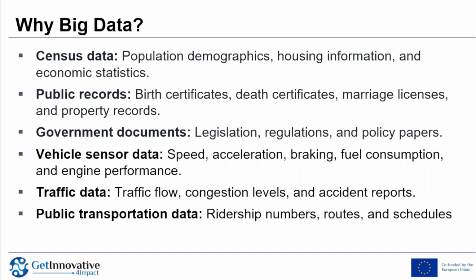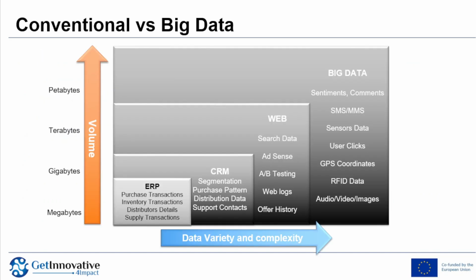The vehicle sensor data would include speed, acceleration, braking, fuel consumption, and engine performance. The traffic data would include traffic flow, congestion levels, and accident reports. And the public transportation data, such as ridership numbers, routes, and schedules, would be included in that.